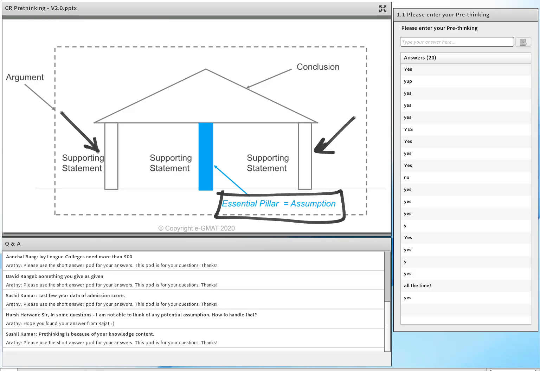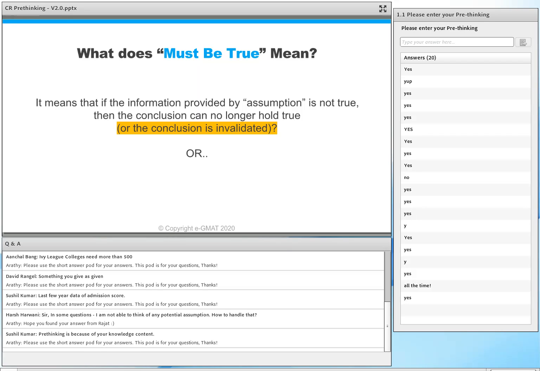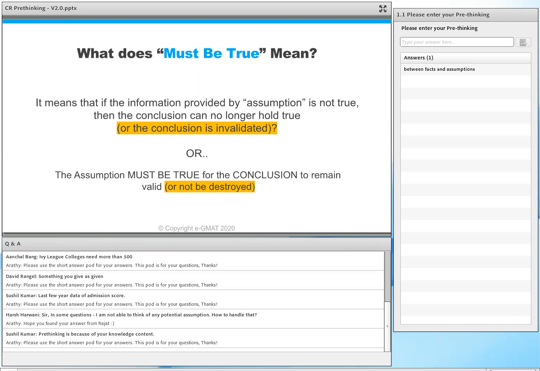Those are supporting statements. These supporting statements typically do not satisfy the must be true constraint, and this is something that we're going to learn in this session. So what does must be true mean? Must be true means that if the information provided by the assumption is not true, then the conclusion cannot hold true, which is why we call it must be true. The assumption must be true for the conclusion to remain valid, or for the conclusion not to be destroyed.